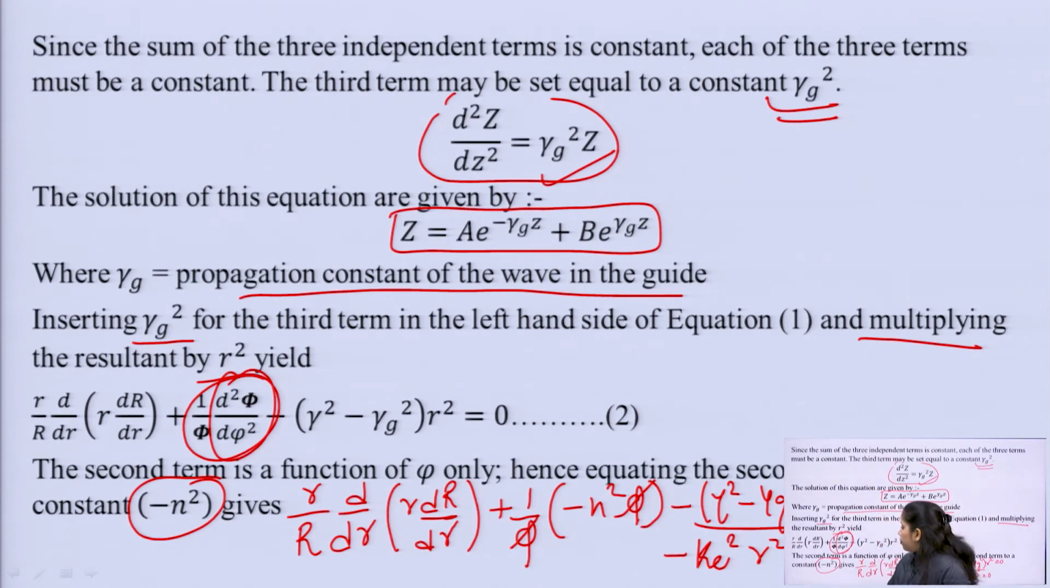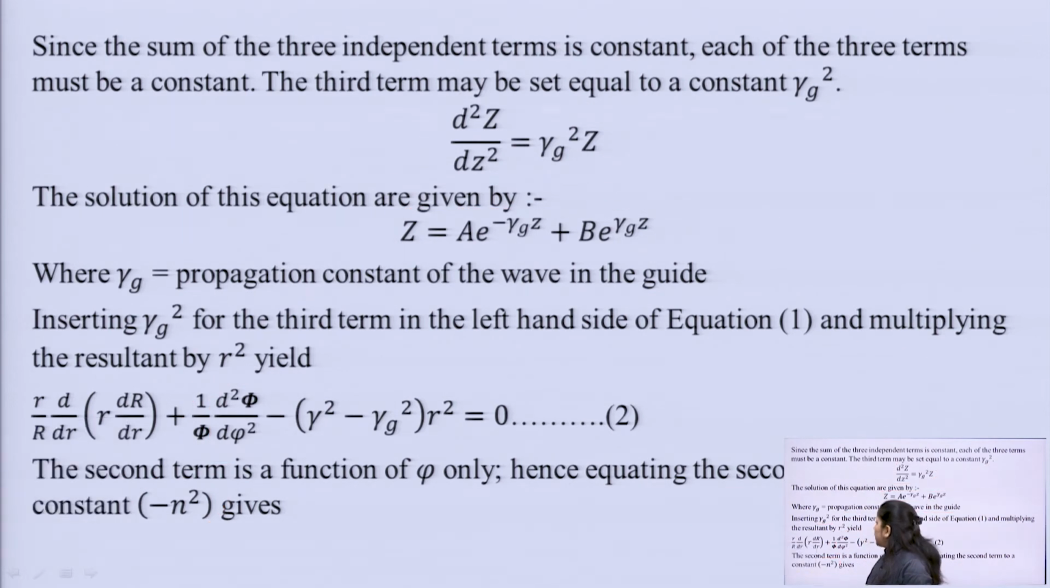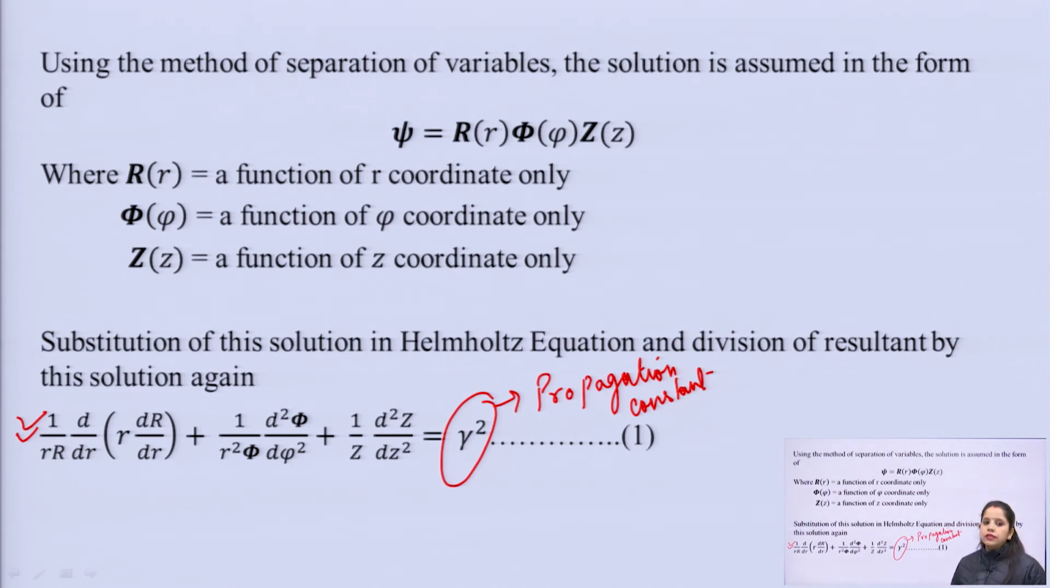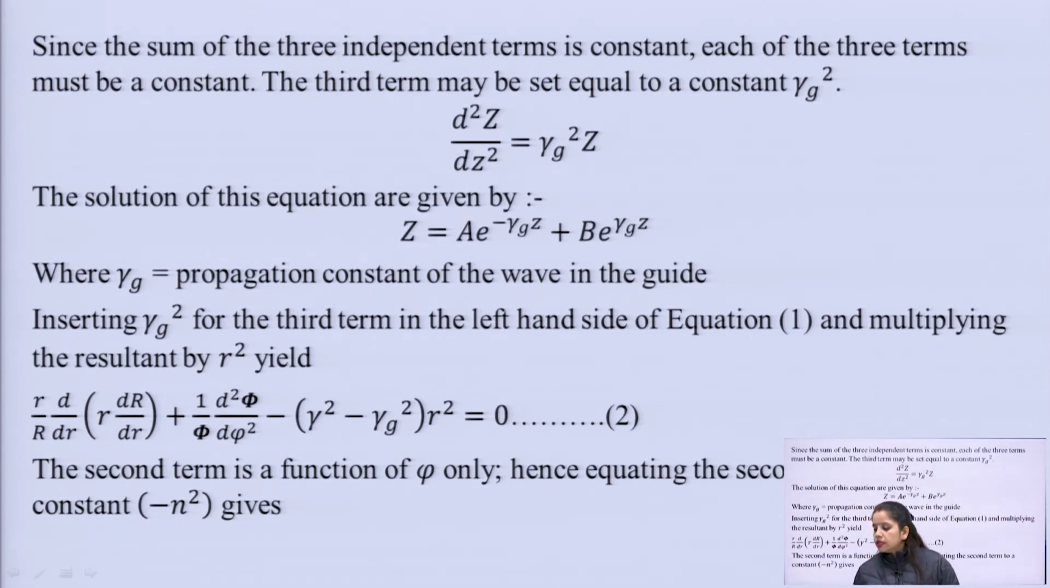Now, the next thing is that we are assuming here that the gamma square which is obtained here is our propagation constant. So, the sum of each independent variable term should be equal to a constant, and we can solve these independently.